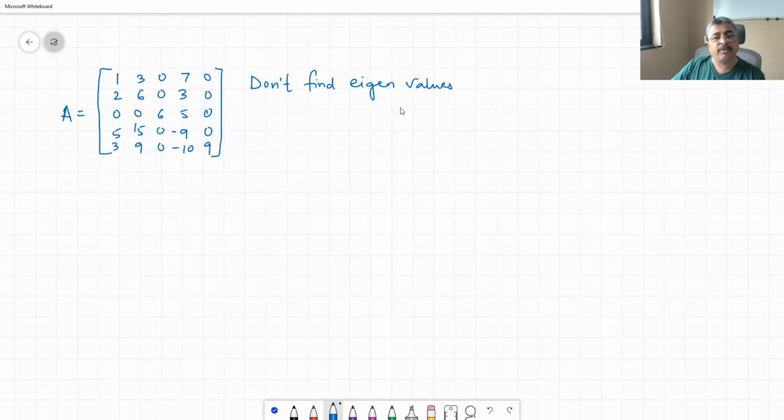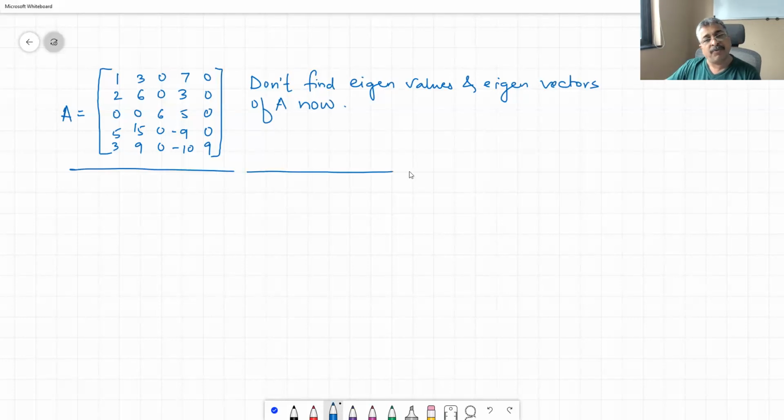Okay, last lecture we have learned how to find eigenvalues and eigenvectors for a given matrix, and maybe later I will ask you to find the eigenvalue and eigenvector of this matrix. At the moment I am not telling you, so don't find the eigenvalues and eigenvectors of A. Now let us learn some tricks of finding eigenvalues and eigenvectors of some simple matrices.